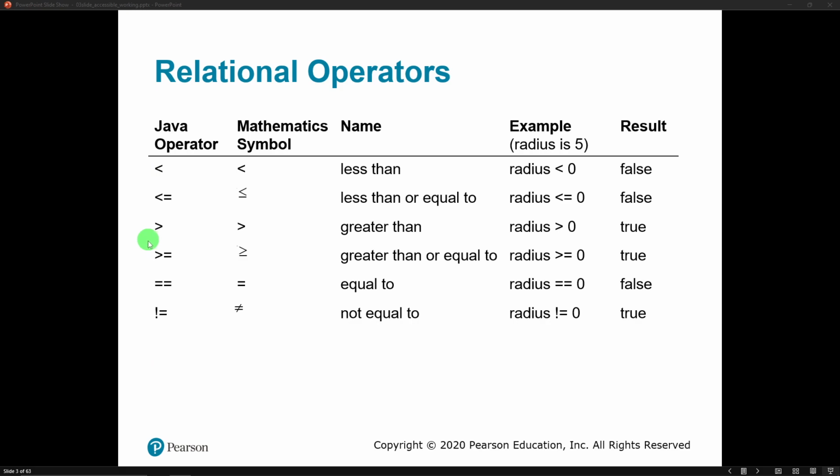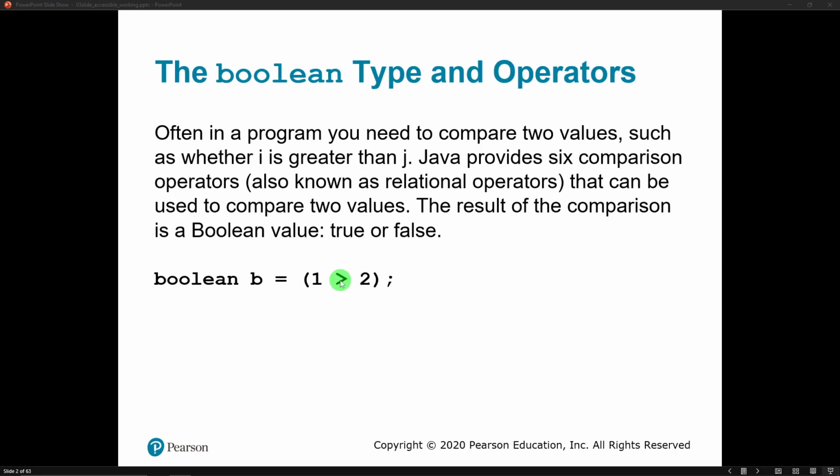So we can use any of these operators in our comparison. I could take any of these operators and substitute them into here. I could say 1 equal to 2, that would be false, and it would store a false value. If I said 1 less than 2, that would be true, and it would store true in our Boolean variable b.